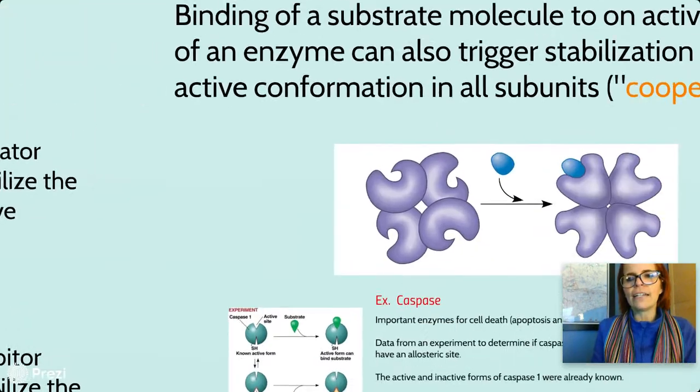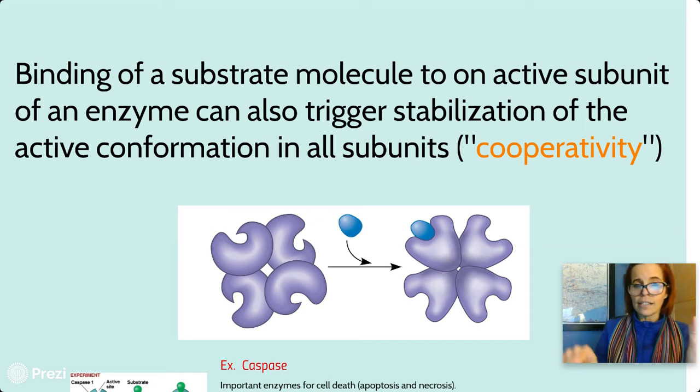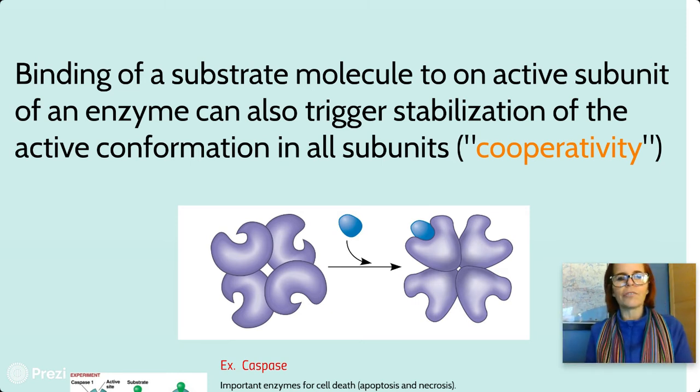And then if we go over here, this is actually the hydrogen peroxide. The hydrogen peroxide touches, it activates that particular enzyme, and then it stabilizes the 3 other subunits so that they're all ready to interact with any other hydrogen peroxide molecules that are in the area. So that's called cooperativity, when one subunit gets activated and the 3 other subunits then stabilize in their active conformation.